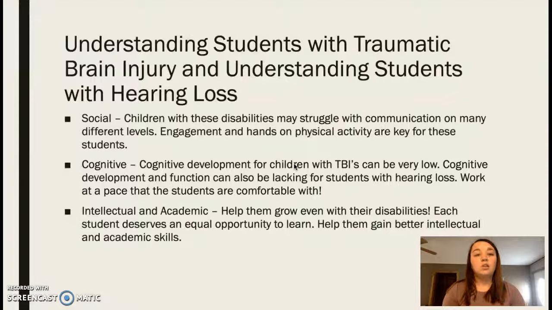Like, they're definitely going to struggle, but at the same time, if you're implementing the right processes in the classroom and you're trying to help them better themselves in the academic field, then they're going to want to learn, and they are going to improve.